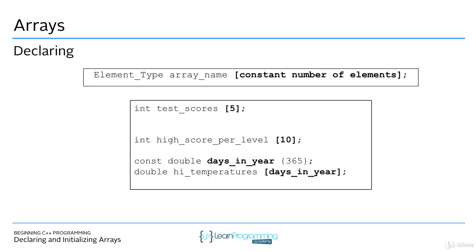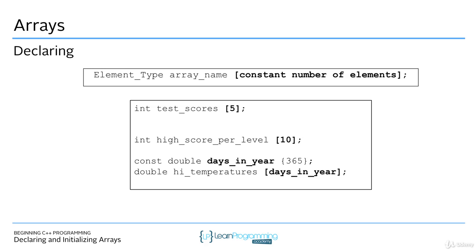Then we provide square brackets, which is the array indexing operator, and in the square brackets we provide the size that we want the array to be. Remember, this size is fixed, so the compiler must know the size of whatever's in the square brackets at compile time. So this can be a constant literal, it can be a declared constant, or a constant expression.